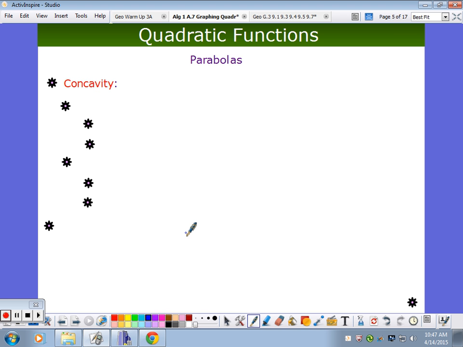New word here, concavity. I'm right in the middle of page 1. Concavity is not didn't brush your teeth, right? No. Concavity. Concave up. Thank you for that one laugh. Thank you. Concave up or concave down.